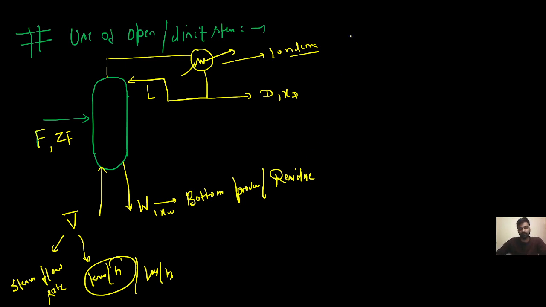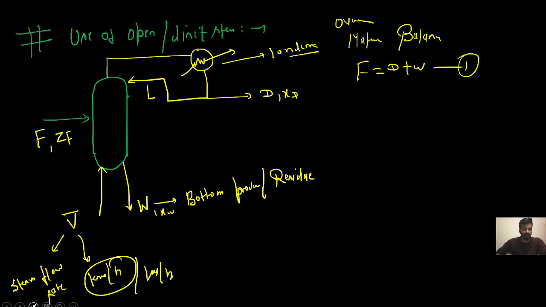So if we apply the overall material balance, can I write F is equal to D plus W, that is equation second. You all know the material balance of the distillation column. Why am I assuming this material balance? This will be the total material balance of this envelope. Here the open steam is also going through this. So here it will be V bar plus F is equal to D plus W.